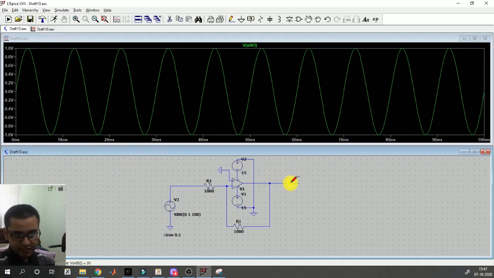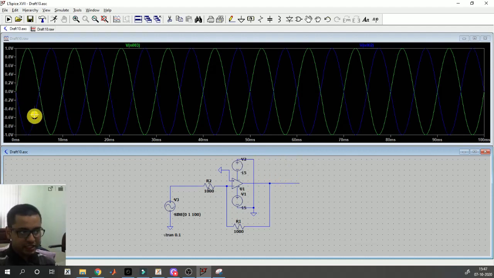And now if I touch the output end of the amplifier, you see the output is exactly negative of the input. Same amplitude but negative of each other. So this is an amplifier with gain equal to -1, negative gain amplifier.